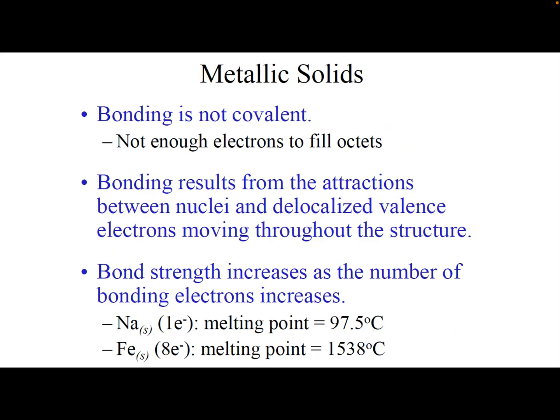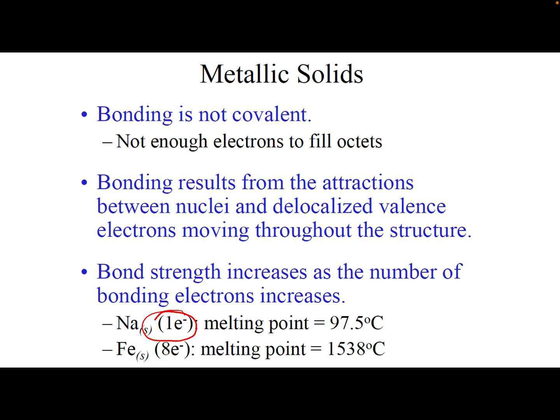Metallic solids, bonding is not covalent. There's not enough electrons to fill octets. But the bonding results from attractions between nuclei and delocalized valence electrons. So if you look at sodium, sodium has one valence electron. So in the case of metallic solids, the bond strength is going to increase as you increase the number of bonding electrons, okay?